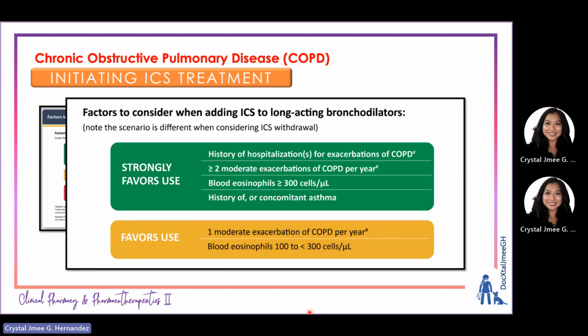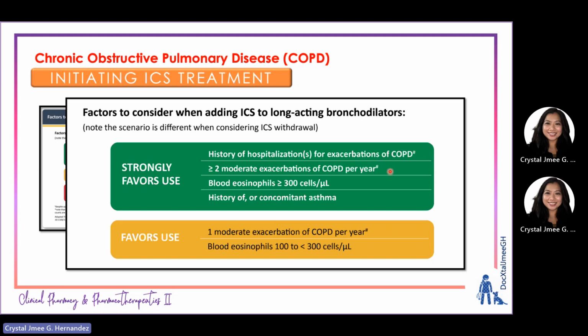So first, we strongly favor the use of ICS if there is a history of hospitalization for exacerbation of COPD, more than 2 moderate exacerbations of COPD per year, blood eosinophils of more than 300 cells per microliter, and history or concomitant asthma. And we have mentioned earlier in our previous discussion that ICS is the preferred treatment for asthma.